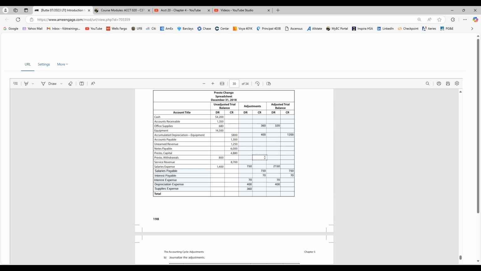And let's see, what is the last one? I think we have one more transaction, unearned revenue of $620 being recorded. So we want to reduce our unearned revenue account by $620. The $1,250 credit balance minus $620, and make sure we put that in the debit column, will reduce our credit balance down to $630. And then the other side of that will go to revenue, because it's now earned revenue, not unearned revenue. So 8,700 plus 620 ends at 9,320.